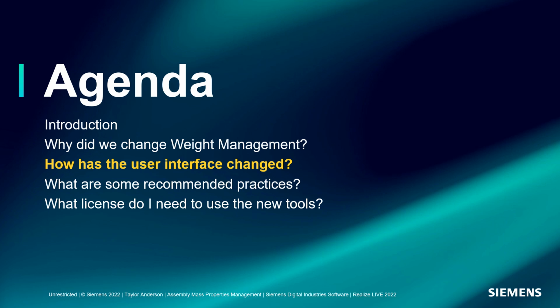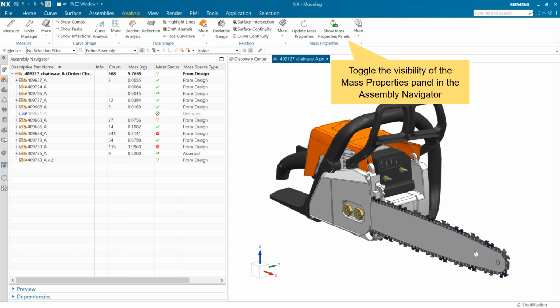Okay, quick overview of how the user interface has changed here as we go into this. There are a variety of things that we've adjusted here. So this is NX. This is the latest version of NX here, and we'll see a few of these things. Just a quick overview here, and then we'll see it live in the demonstration in just a minute.